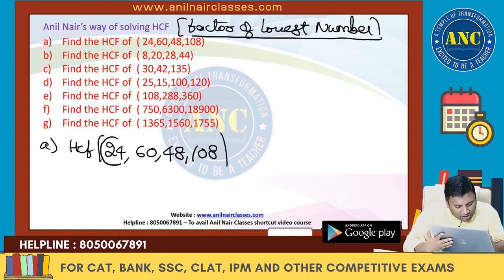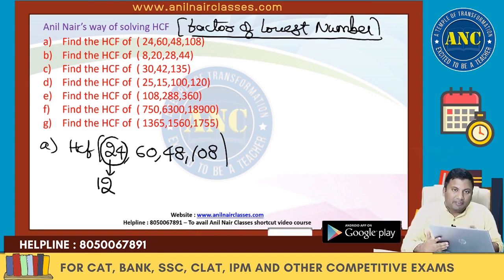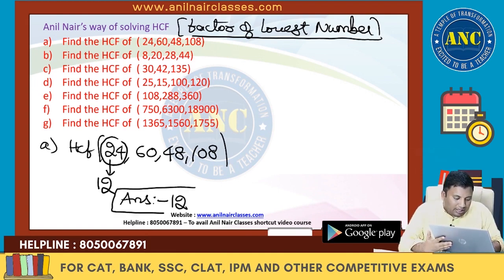Lowest number is 24. Check whether 24 is a factor of every number. 24 is not a factor of 60. So the next factor of 24 is 12. Does 12 divide 60? Yes. 12 5s are 60. 12 4s are 48. 12 9s are 108. So the answer for the first one is 12. I hope you got the idea.